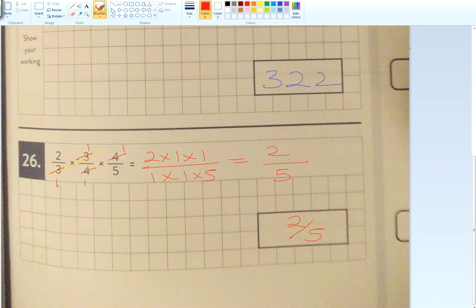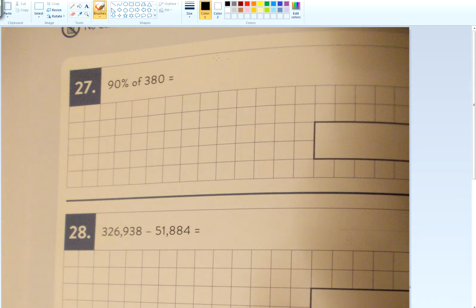Okay, 90% of 380. Now, if you want to work out 90%, that can be written as 90 over 100 times by 380. So the "of" becomes times, and the percentage is over here, and here's the 380. Now, as we said before, we have a fraction style question. It's all over 1. So we divide this diagonal by 10, this 100, and divide 380 by 10. That gives you 10 and 38.